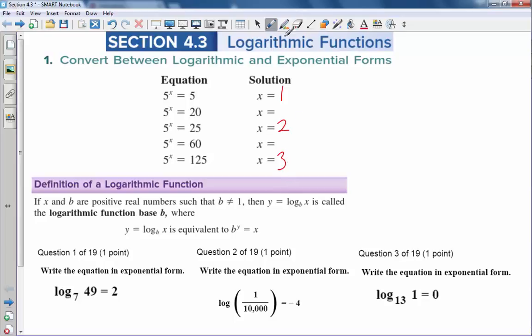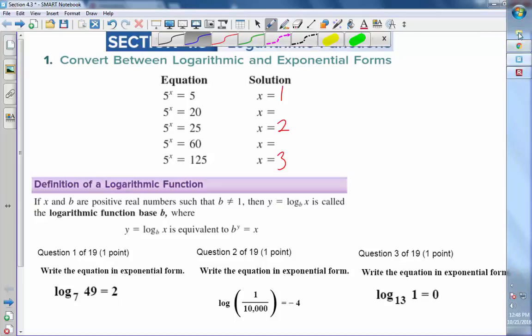Okay, now let's go back to the main question. Which power of 5 is 20? Is it 1? No. 1 is 5. Is it 2? No. So it has to be something between 1 and 2, because 20 is between 5 and 25. So I'm guessing it's a decimal number. But do you have any guess? What decimal? 1 point what? What? 1.5? All right, let's give it a shot.